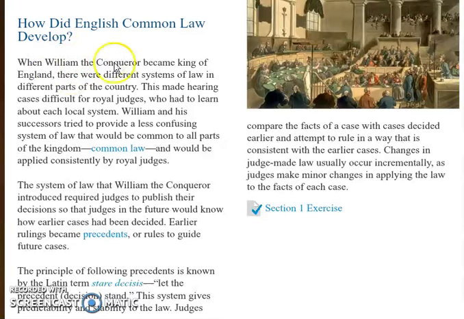When you look at William the Conqueror, he's mentioned several times, as we've made note on our notes. William the Conqueror had a problem about how to make things more consistent throughout the kingdom in England. So how he was going to rule and make decisions was a big problem. So he established common law, which creates precedents, and the Latin phrase stare decisis.